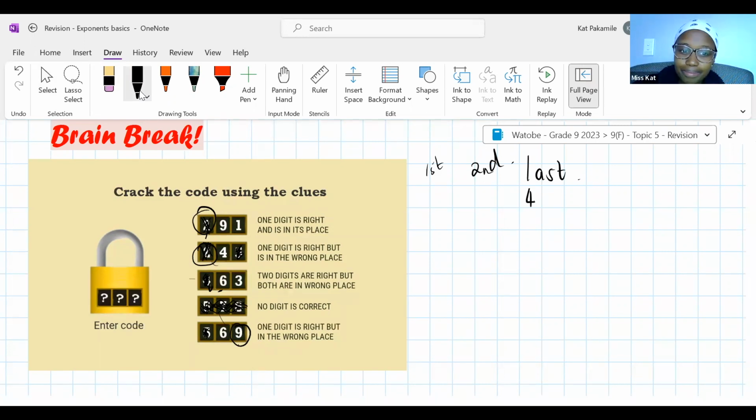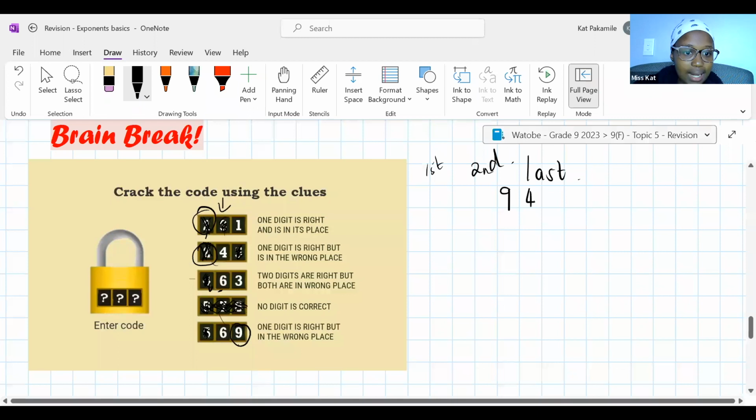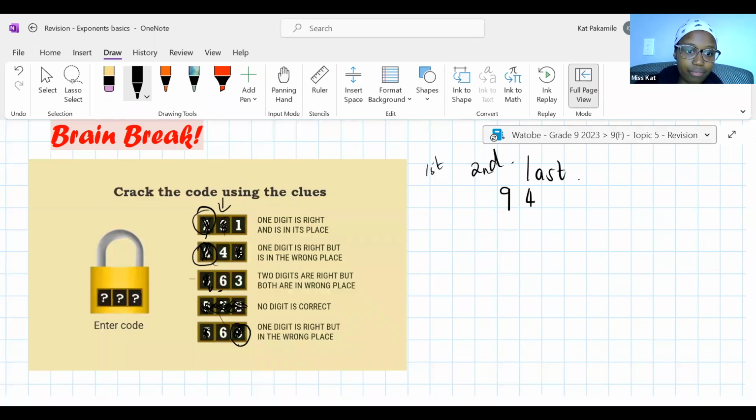Because from the first one, one digit is right in its place. So we know 1 can't be right because we already have our last digit. So we've dealt with 9. That means if 9 was in the wrong place and we can't choose 5, no, this is what I'm talking about. Got confused for 2 minutes. How many digits are we left with? Okay, we already used this first row. 1 digit is right in the wrong place. We already used this. 2 digits are right, but both are in the wrong place. We use the 4.